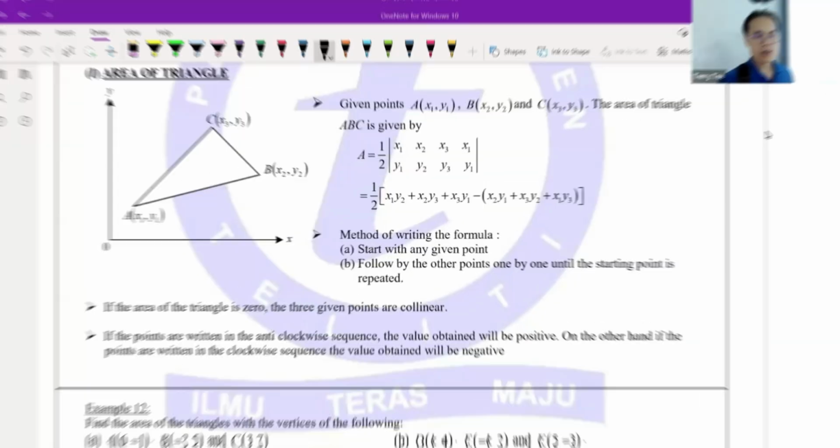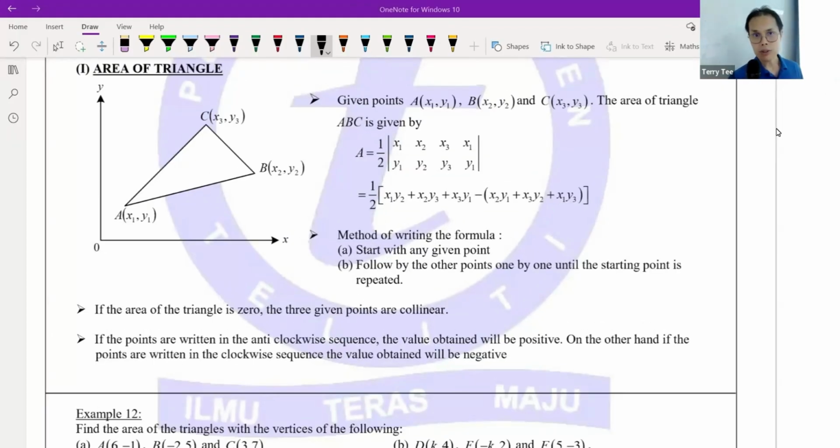Let's get started. So the formula, you all know this, right? For a triangle it is half x1 by y1, x2 by y2, x3 by y3, repeat point number 1, and you multiply downwards minus multiply upwards. If you go in a clockwise direction, then it will be positive, negative. If you use anti-clockwise, it will be positive. So normally I will try to use anti-clockwise as much as possible.